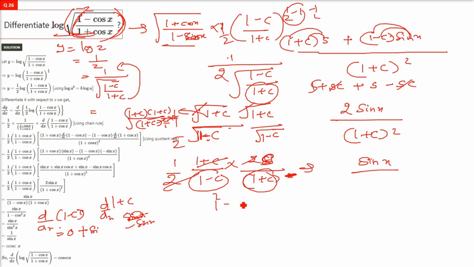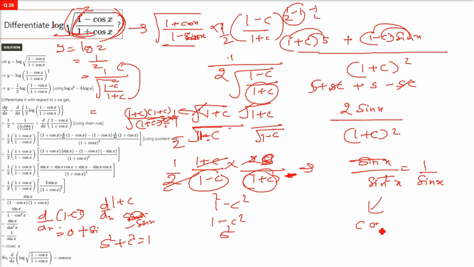So you have a sin x in the numerator, and 1 minus c square, (a plus b)(a minus b). 1 minus c square is 1 minus cos square theta, which is sin square theta. So just write sin square here, and cancel this sin with sin square. 1 by sin square is 1 by sin x in the denominator. It is going to be cosec x. So this is your answer. Cosec x will be the final answer. Okay.